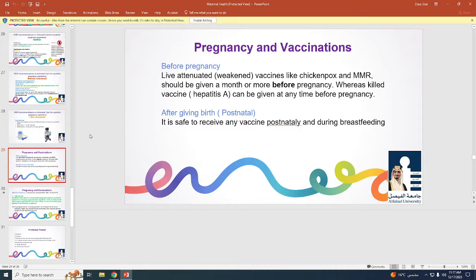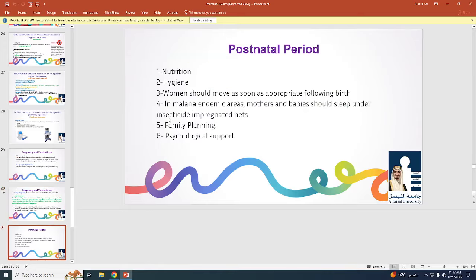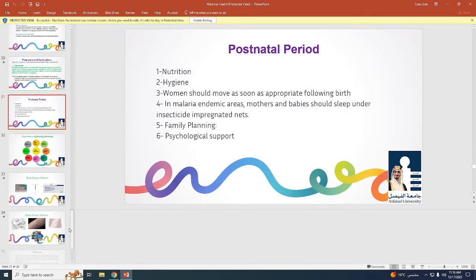Okay. Why do we give the Tdap vaccine to a pregnant woman? Why do we give her? To protect who? The baby. Mainly to protect the baby for the first 2-3 months until we are able to give him the Tdap vaccine. Postnatal period also is important as well.